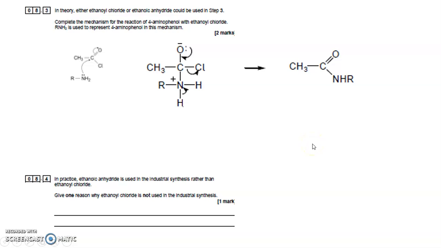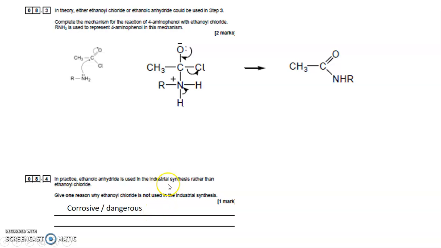In practice, ethanoic anhydride is used in industrial synthesis rather than ethanoyl chloride. Give 2 reasons why ethanoyl chloride is not used in the industrial synthesis. Well, in the mark scheme, they only allow 2 things. It's corrosive and dangerous. Ethanoyl chloride is corrosive and dangerous. I've said it's dangerous. It gives off white steamy fumes of hydrogen chloride gas which dissolves in your lungs, makes hydrochloric acid in water or in moist tissues such as your lung, and will dissolve your lungs. A very, very toxic gas.